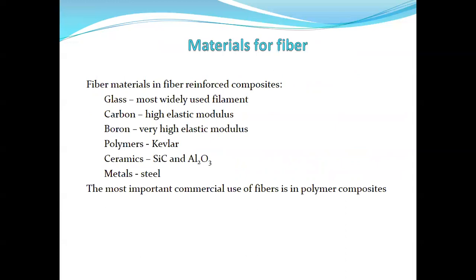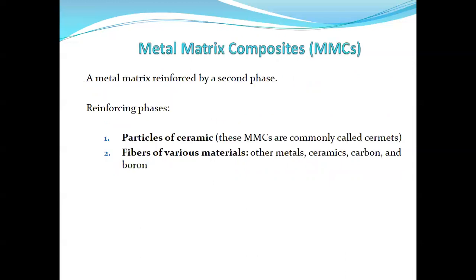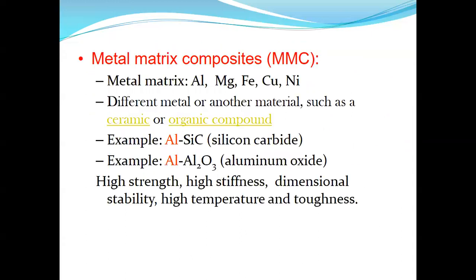Then materials for fiber. Fiber materials in fiber reinforced composite are glass, carbon, boron, polymer, ceramics, and metals. These are the most commercially used in fiber composite. Then metal matrix composites, there are particles of ceramics. Then fibers of various materials include ceramics, carbon, and boron. Then metal matrix composite includes aluminum, magnesium, ferrous, copper, and nickel. So these are different metals or other materials such as ceramics or organic components. Example, aluminum with silicon carbide, aluminum oxide. These give high strength and high stiffness, dimensional stability, high temperature resistance and toughness.